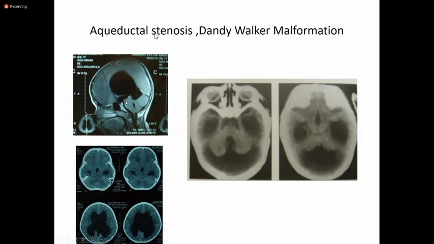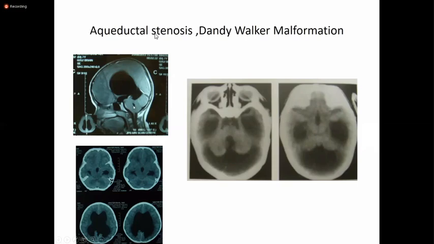The third ventricle communicates with the fourth ventricle by means of the cerebral aqueduct. But here you cannot see the cerebral aqueduct. So there is aqueductal stenosis. And on the CT scan, what will you pick up in cases of aqueductal stenosis? That the fourth ventricle will be very small.